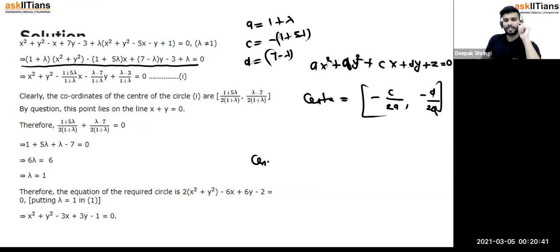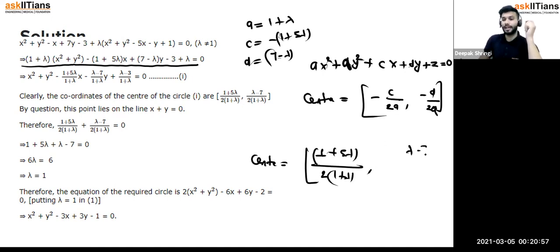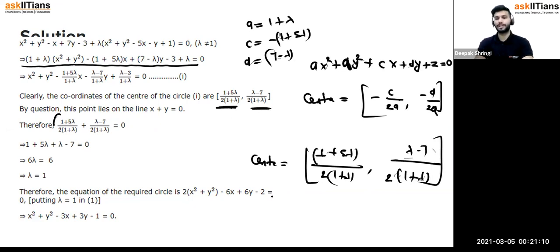What is my answer? The center has to be minus of c by 2a. So minus of minus, 1 minus 1 will become plus. So plus times of 1 plus 5 lambda divided by 2 times of 1 plus lambda. And what is d, with a negative sign? d is 7 minus lambda, so minus d would be lambda minus 7, and 2 times a, where a is 1 plus lambda, right? So the center comes out as 1 plus 5 lambda over 2 times 1 plus lambda, and lambda minus 7 over 2 times 1 plus lambda, right? That's how you get the center. Once you have the center, you have to put the center on the line x plus y equals 0, and from there you get the lambda value.